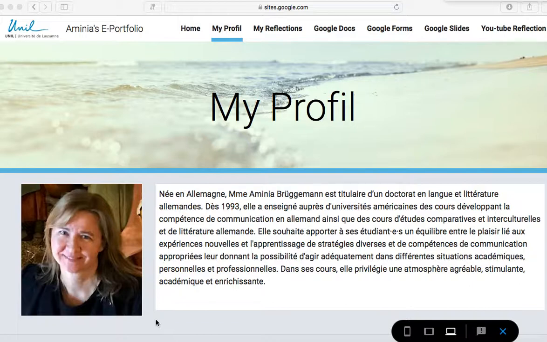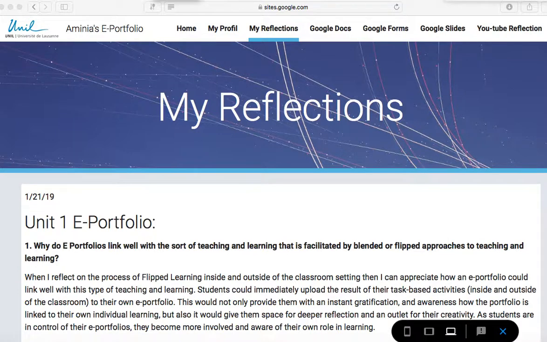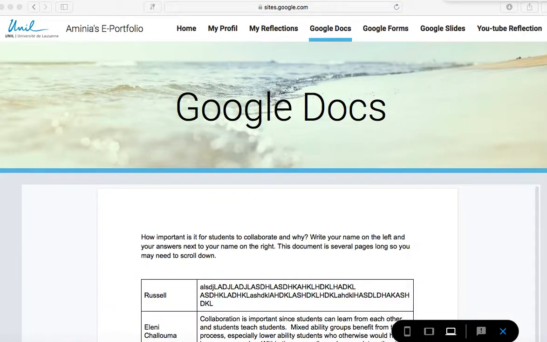Do I want to create a multilingual e-portfolio, or do I want to keep it all either English, French, or German? But that might also depend again on the target group. Can everyone actually understand the given language? Here are my reflections, and in the middle I talk a little bit more in detail about them.